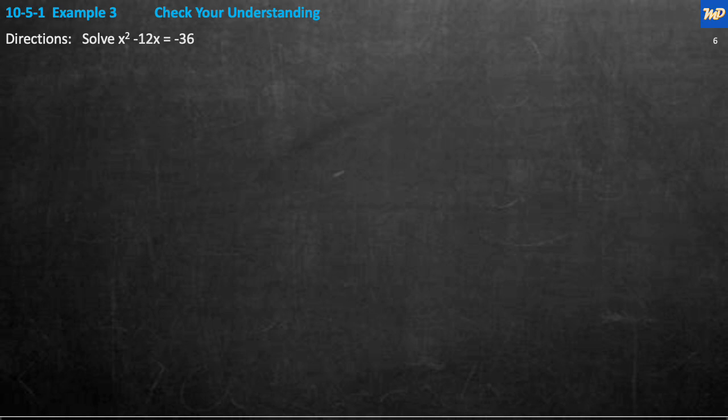Okay, I'm assuming you paused, you tried it, you're back now, so let's go ahead and work it. Like the previous slide, we have a quadratic expression that is not equal to 0. So first off, we have to make it equal to 0. We're going to do that by saying x squared minus 12x plus 36 equals 0, because we moved the negative 36 from one side to the other side. So now we have a plus 36.